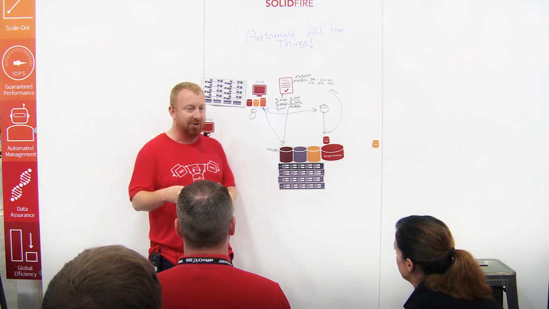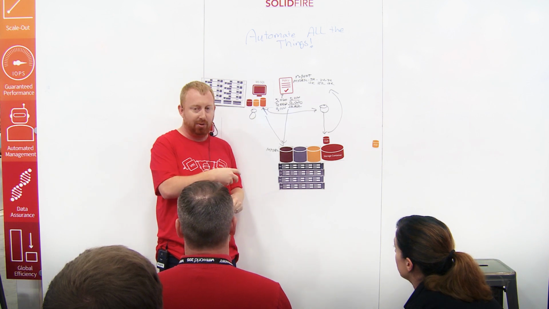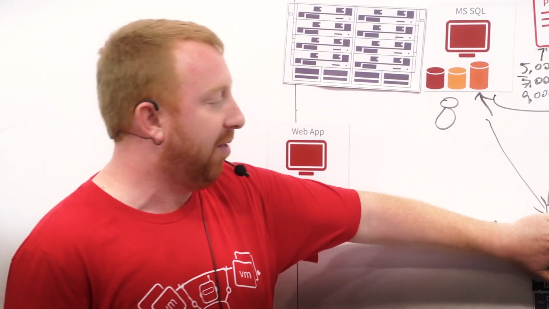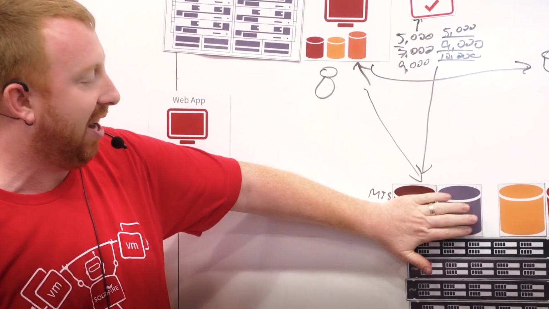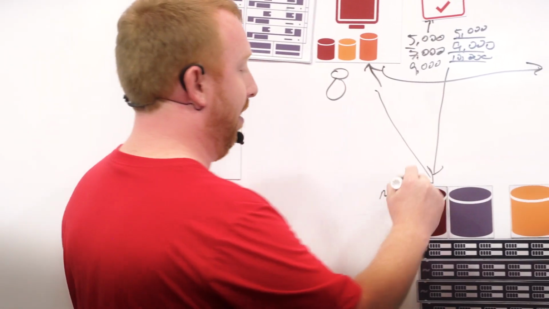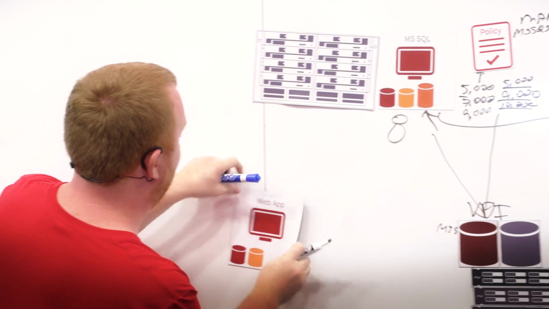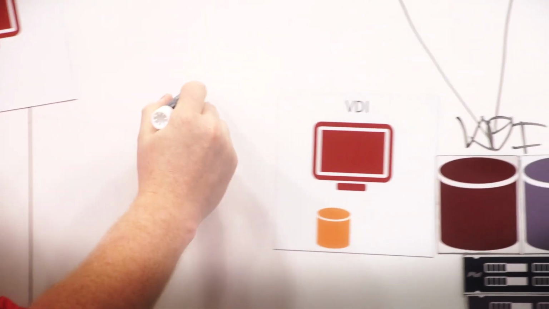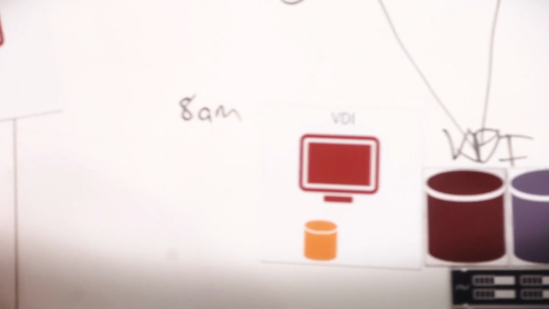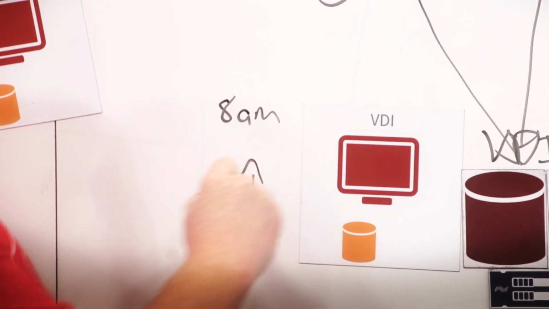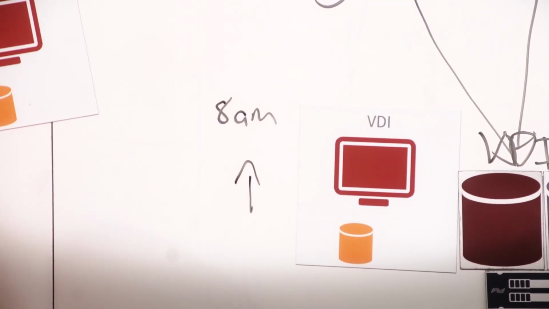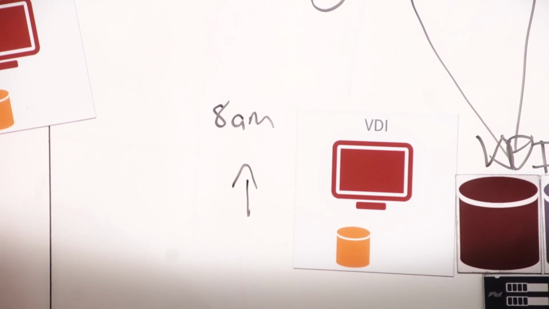You can leverage PowerShell and the SolidFire tools for PowerShell and say that these volumes right here, and we'll just say these guys right here are for VDI, all right? So these are for VDI. I think I had a VDI. Yeah, here we go. So these guys are for VDI. And that at 8 a.m. every morning, we're going to increase the performance capability on that, right?